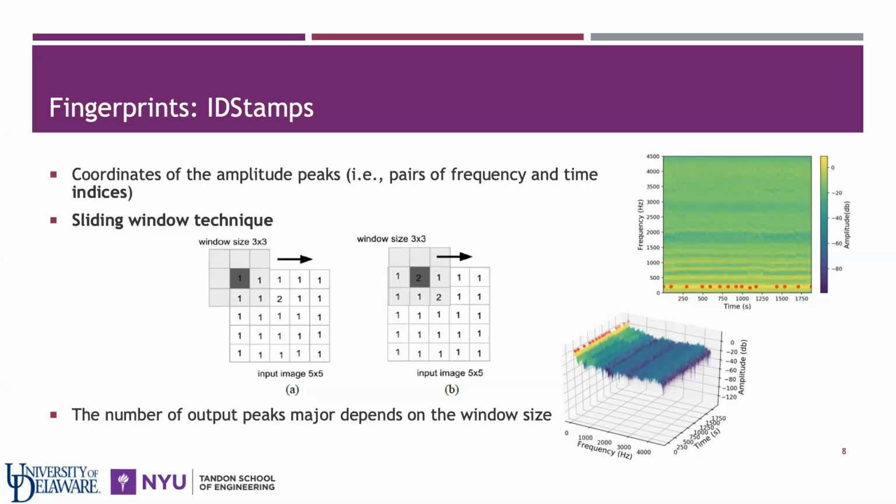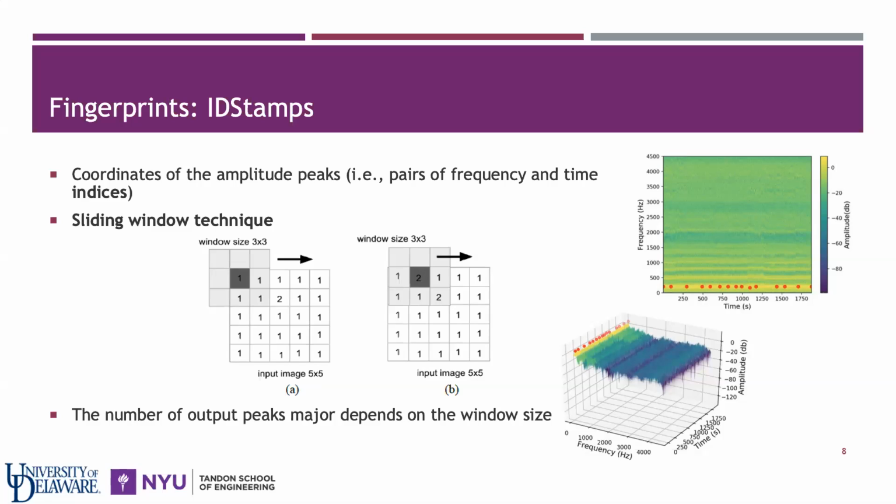We use the sliding window technique with a maximum filter to find the peaks. The idea is to employ a sliding window over the input and replace each amplitude value with the local maximum amplitude within its neighborhood window.